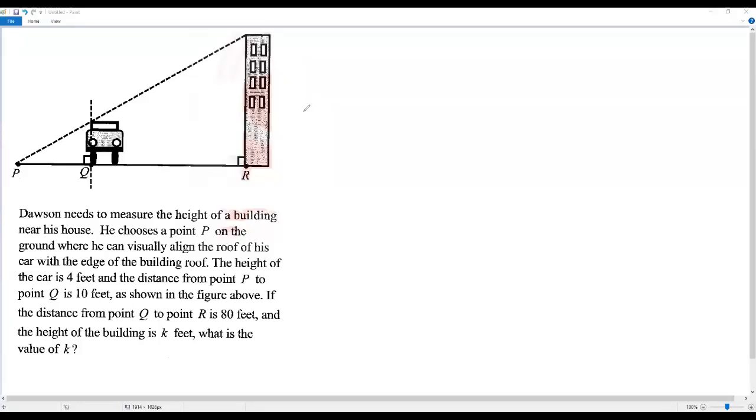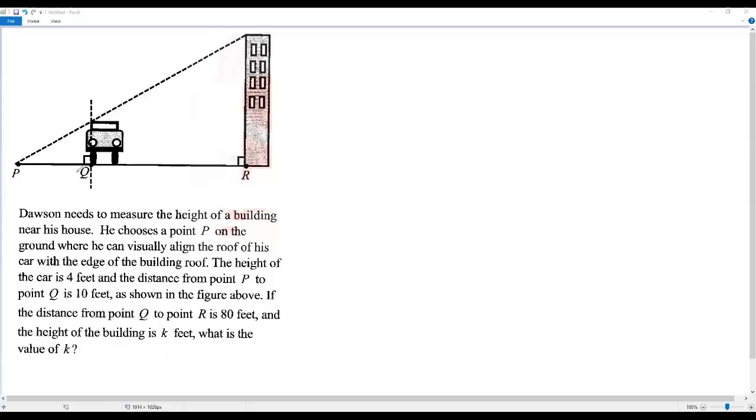The height of the car is 4 feet and the distance from point P to point Q is 10 feet, as shown in the figure above. If the distance from point Q to point R is 80 feet and the height of the building is K feet, what is the value of K?